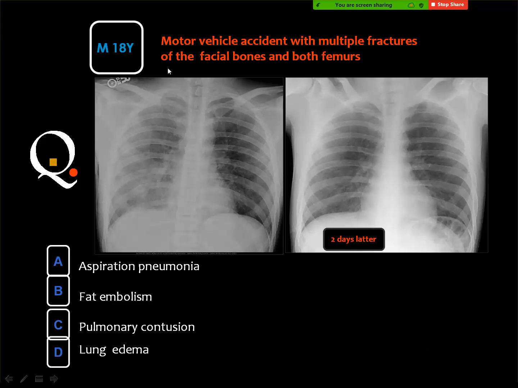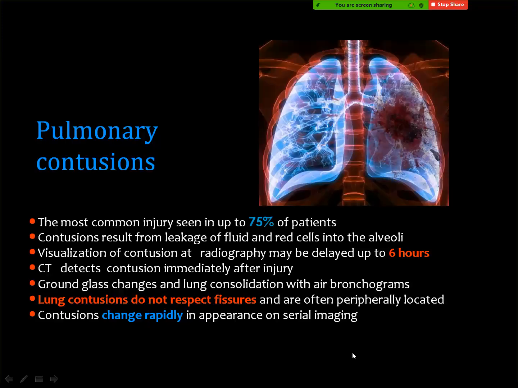Then this is an 18 years old male with a car accident, and this is the chest X-ray, and after 2 days this is the chest X-ray. Pulmonary contusion. No, this is not aspiration pneumonia, it is pulmonary contusion. Pulmonary contusion is the most common pulmonary opacity in cases of blunt chest trauma.